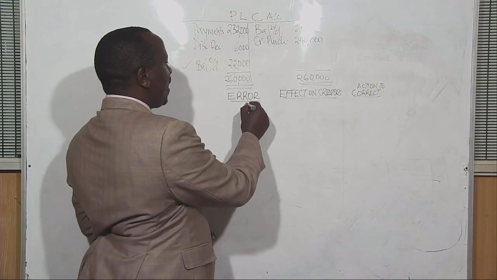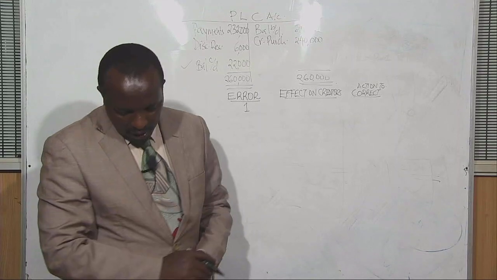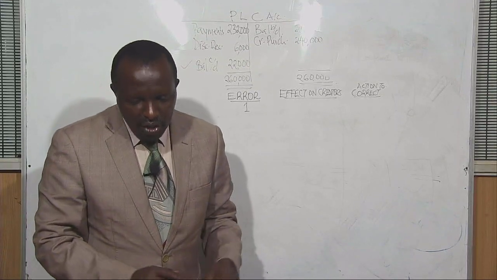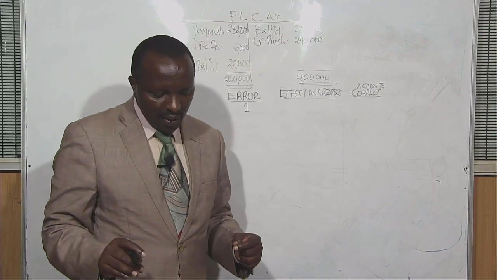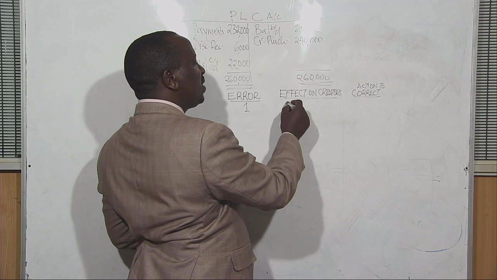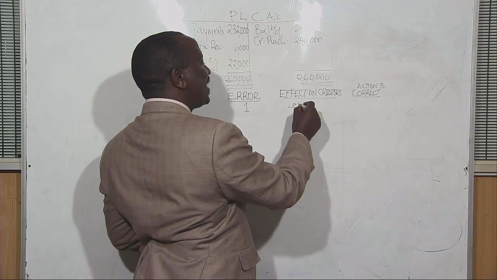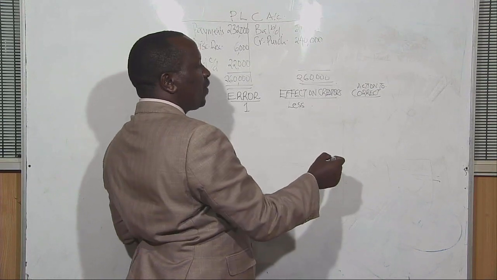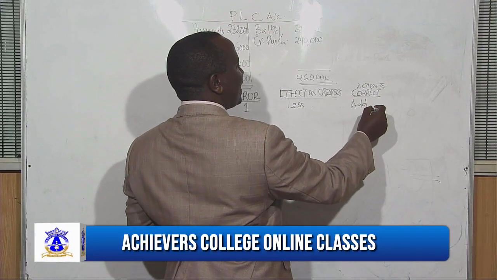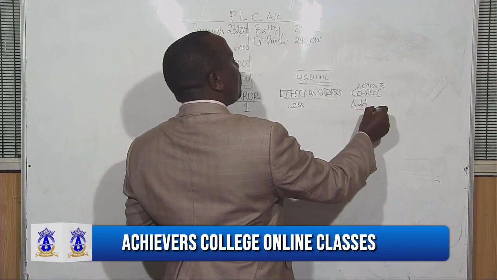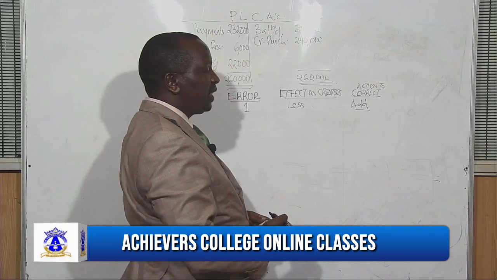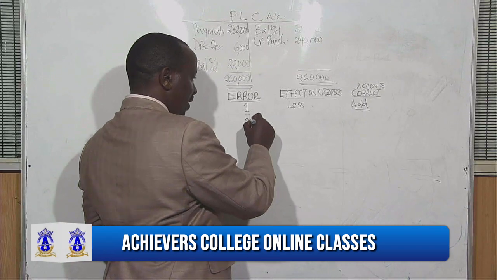Now, error number one: goods costing 1,500 had been omitted in a creditor's account. If they have been omitted on the creditor's account, it means that we have fewer creditors, and if we have fewer creditors, then we need to add to the balance that the accountant obtained.